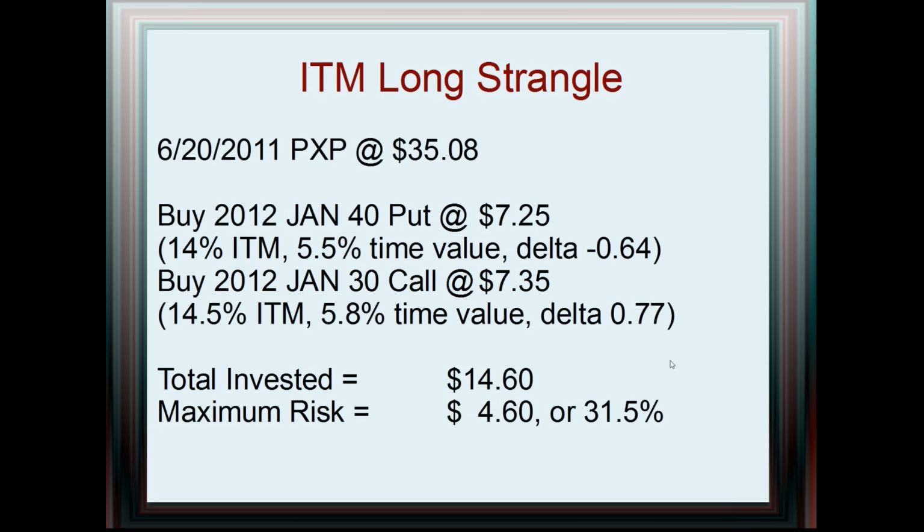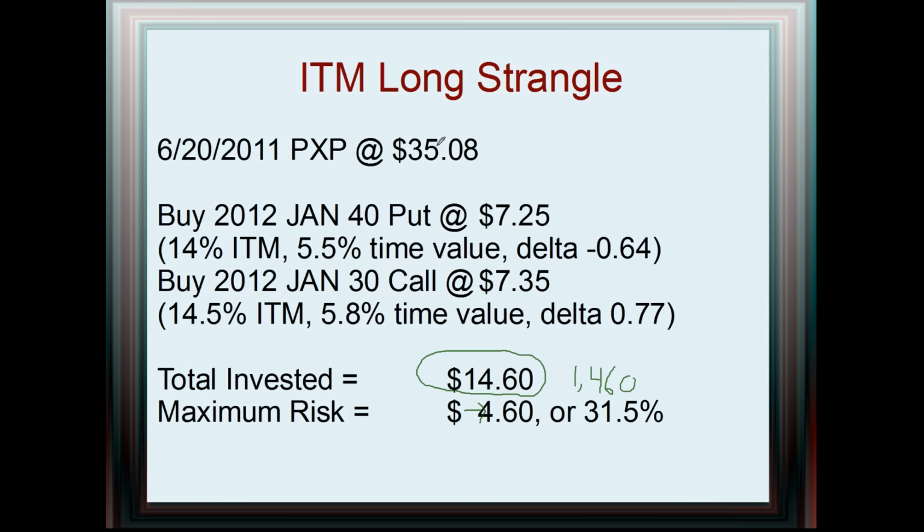Now, my total invested, if I just bought one contract of the call and one contract of the put, would be $14.60 or $1,460. Roughly a third of the $4,233 I was going to invest in the radioactive trade. Now, the way it works out, though, is my maximum risk is going to be $460. Now, this is double the risk that I had.